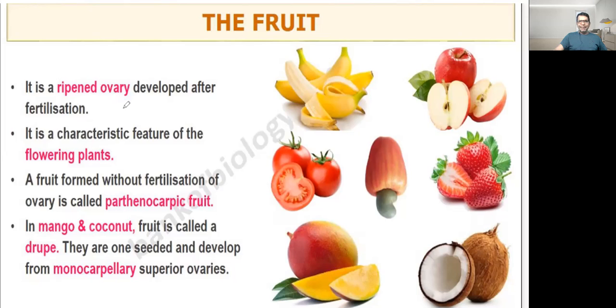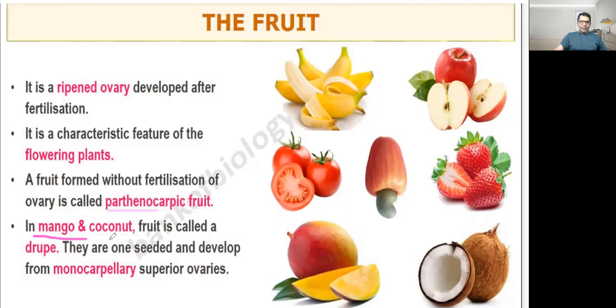So fruits are reported only in flowering plants, like banana, apple, strawberry, coconut, and cashew. These are fruits, already ripened. They are present only in flowering plants, so they are a characteristic feature of flowering plants. These are not reported in thallophytes, bryophytes, pteridophytes, and even gymnosperms. A fruit formed without fertilization of the ovary is called a parthenocarpic fruit.